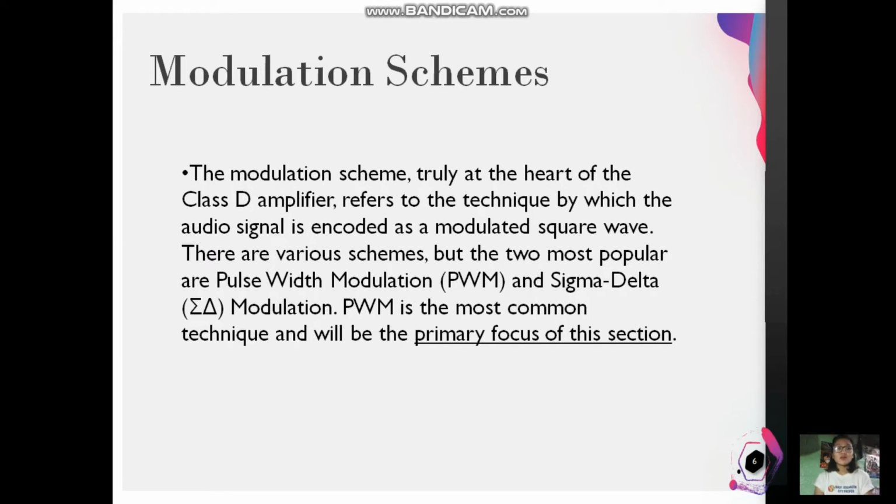Modulation schemes. The modulation schemes truly at the heart of the Class D amplifier refer to the technique by which the audio signal is encoded as a modulated square wave. There are various schemes, but the two most popular are PWM, or pulse width modulation, and sigma delta modulation. PWM is the most common technique and will be the primary focus of this section.